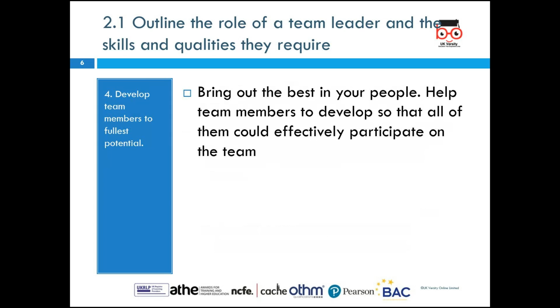Number 4 is to develop team members to their fullest potential. Try to bring out the best in people. Help them as much as you can. Help them to develop. This will help them feel at ease and they can participate quite well within your team.